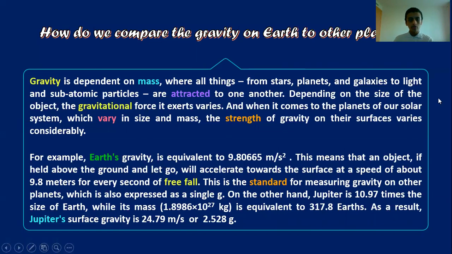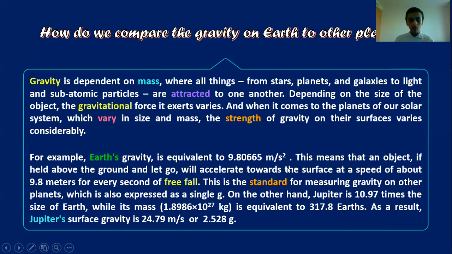Moving on to the first question: how do we compare the gravity on Earth to the other planets? Gravity is dependent on mass, where everything from stars, planets to subatomic particles have mass, so they are all attracted to each other. And depending on the size of an object or planet, the gravitational force it exerts on other objects varies. So, if the object is larger, its gravitational force will be stronger, while if it's smaller, the gravitational force will be weaker. For example, Earth's gravity is equivalent to 9.8 m/s squared.